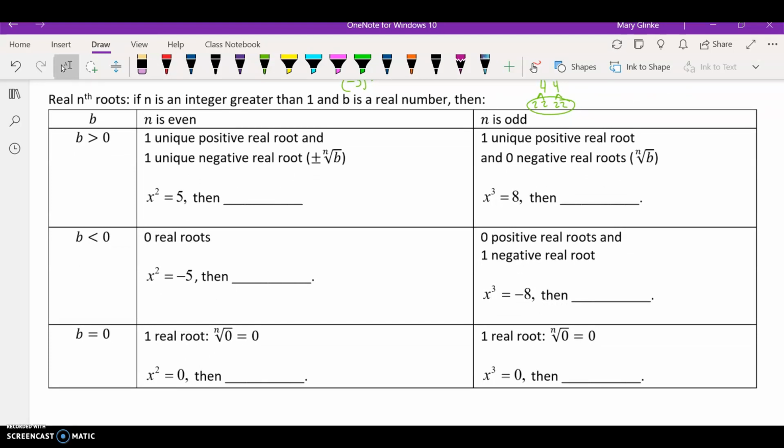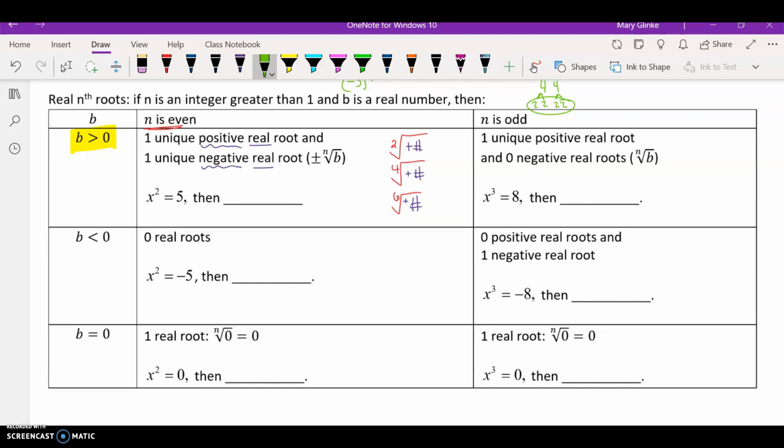So for instance, if you have an even index, like the square root, the fourth root, the sixth root, and the number inside is greater than 0, so a positive number inside there, you're going to get a real solution. And not only that, you'll get one real solution that's positive, and one real solution that's negative.